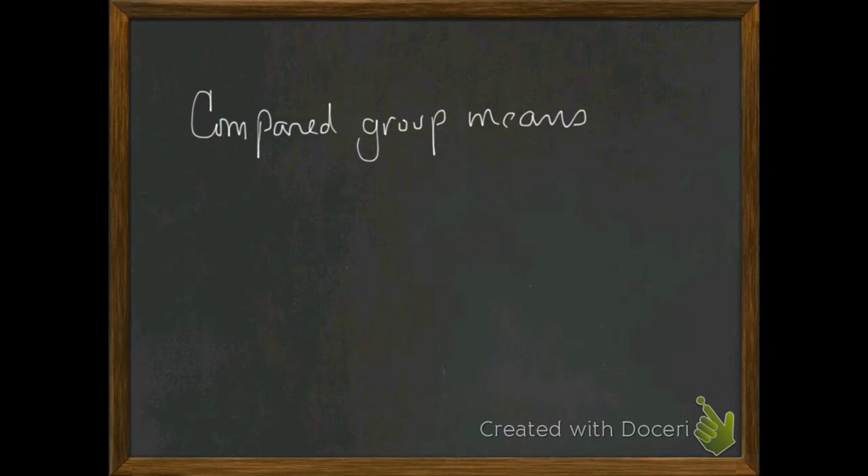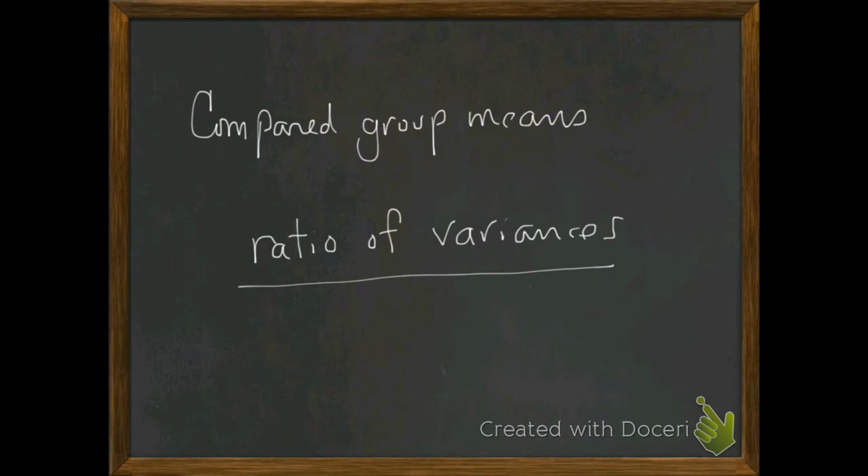He compared group means by examining the ratio of variances. First time I heard of ANOVA many moons ago, I thought it was some sort of technique to analyze variance. It's actually not. Well, actually it is. We analyze variances to look at the comparison of group means. And essentially what he did was this.